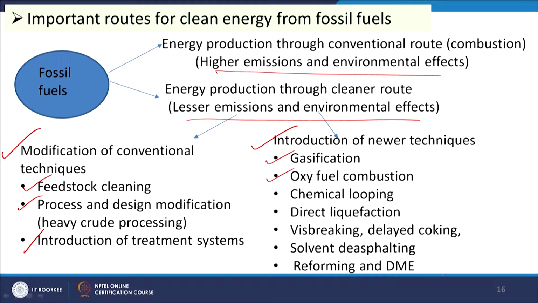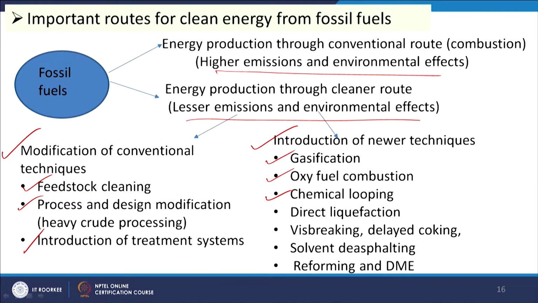Oxy-fuel combustion. In this case we can use pure oxygen in place of air for the combustion. So, the 80% nitrogen in air will not be used here, only oxygen will be used. As a result, we will get a higher carbon dioxide concentration, more than 90% even in the flue gas. So, it will be easy to capture the carbon dioxide from the flue gas after extracting heat from it.